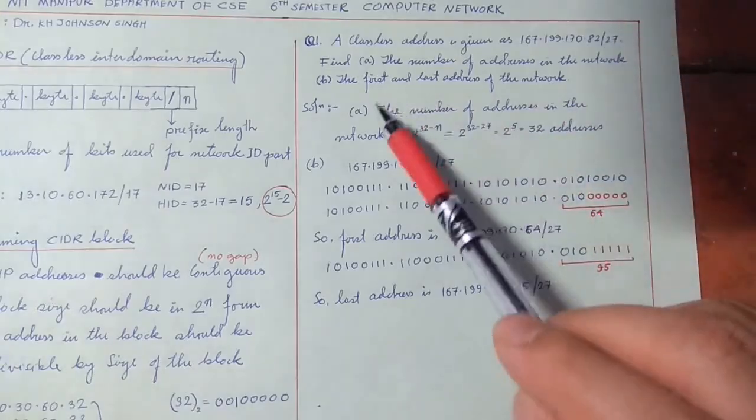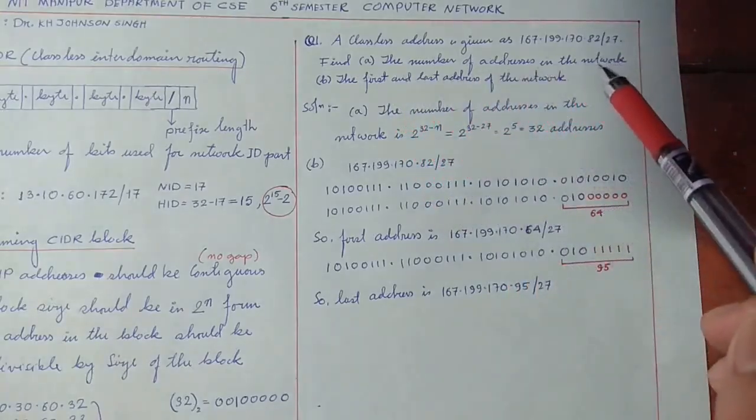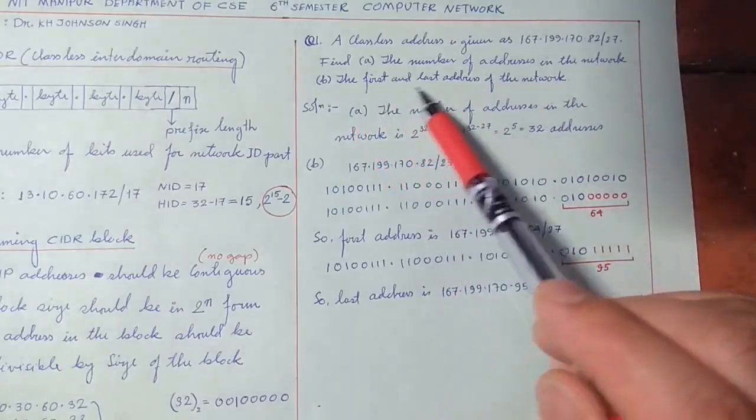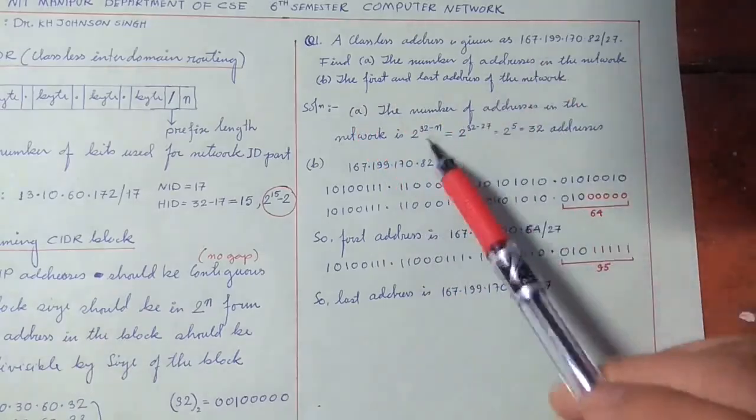The question says to find out the number of addresses in the network. How many addresses are there in the network? Then the second part, the first and the last address in the network. So we have to solve these two problems. Let us see the first one.